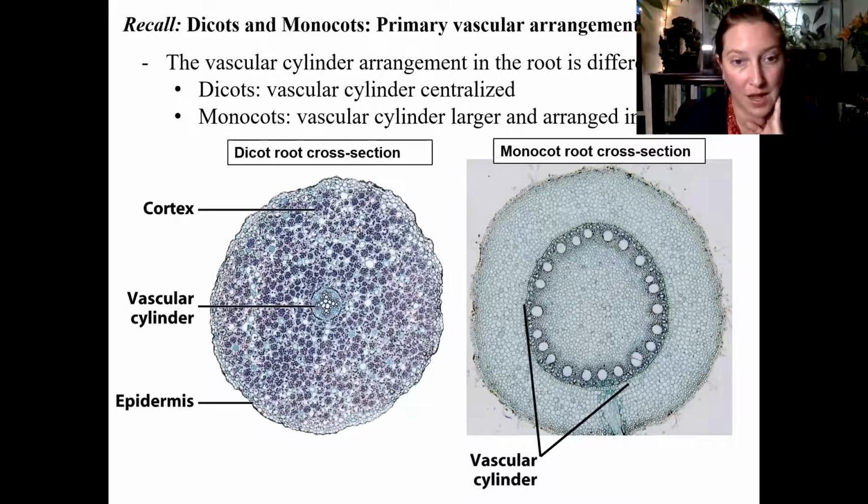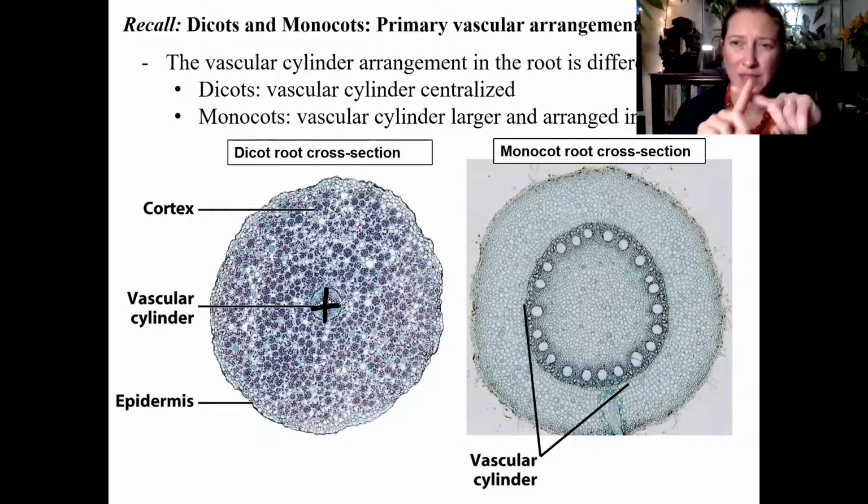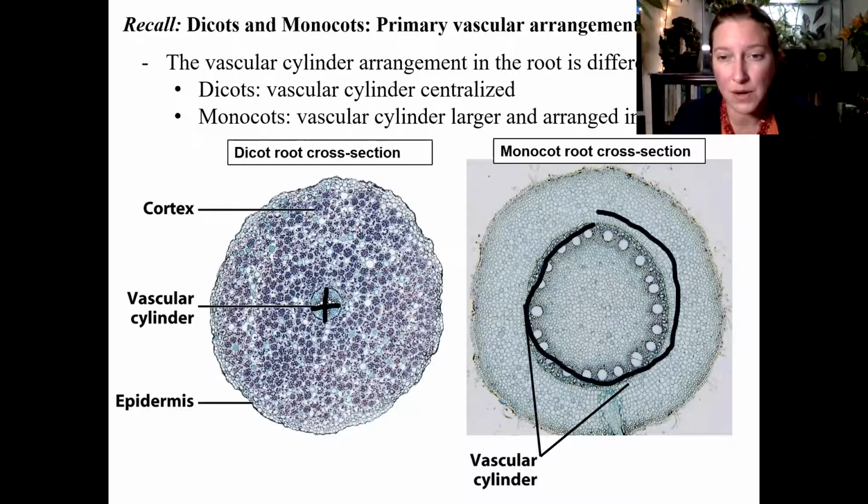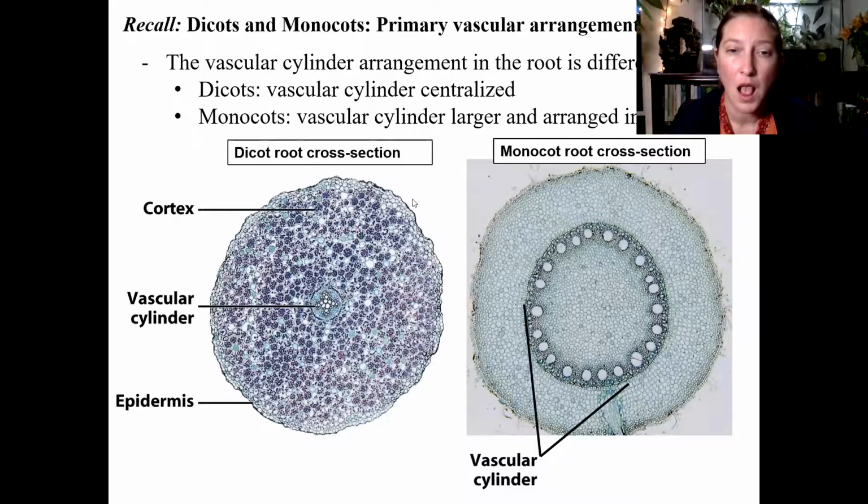So remember, in the dicot root, you have a single vascular cylinder, or vascular bundle is fine too. And the xylem almost looks like an X. And in the monocot, you have a single one as well, but it kind of looks like a ring again, right? Right, so we also covered this last class.